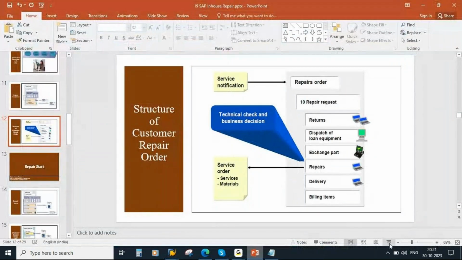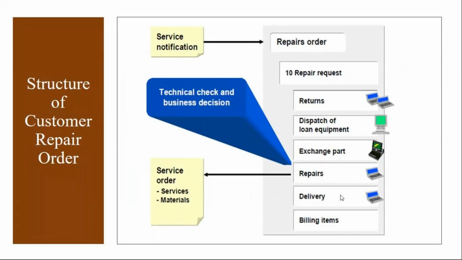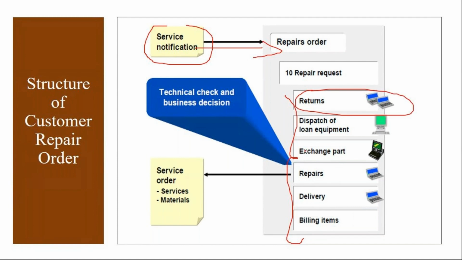Now normally what happens is, from the service notification we created the repair order. Now there are various scenarios possible. One is the customer returns a product, you receive it. Now till the time you repair it, sometimes you dispatch another alternate equipment.